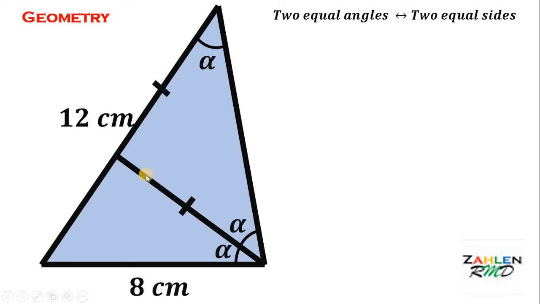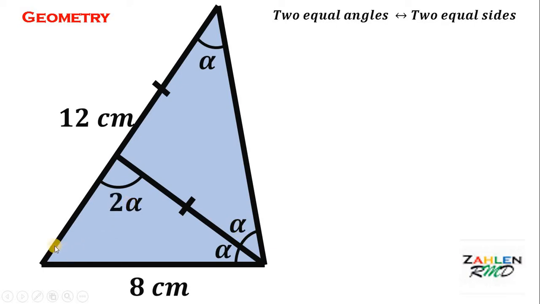Next, from this figure, we can figure out this angle. We can use the triangle exterior angle theorem, because the exterior angle theorem states that the measure of each exterior angle of a triangle is equal to the sum of the opposite and non-adjacent interior angles. Therefore, the measure of this angle must be equal to alpha plus alpha, or simply 2 alpha.